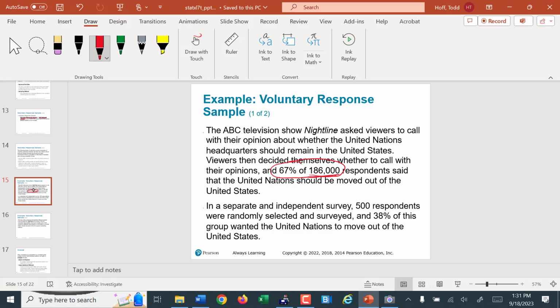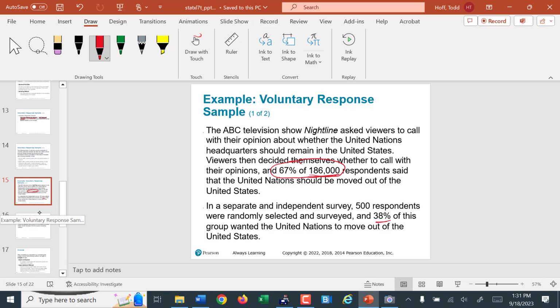But a separate study was done where 500 respondents were randomly selected and surveyed. So they didn't get to just decide they wanted to be in the survey. They were randomly selected. And we'll assume we forced a response here, that they all responded. 38% of that group wanted the United Nations to move. So we can see drastically different results here.